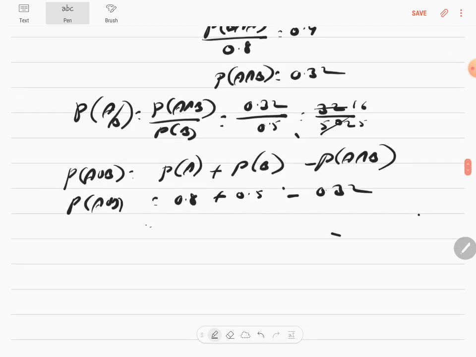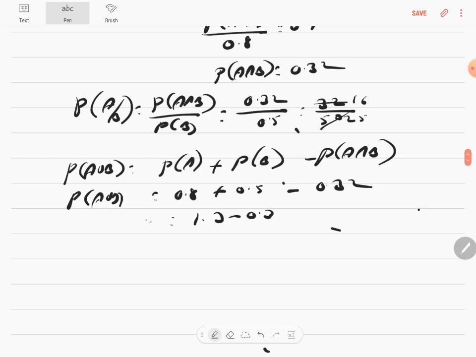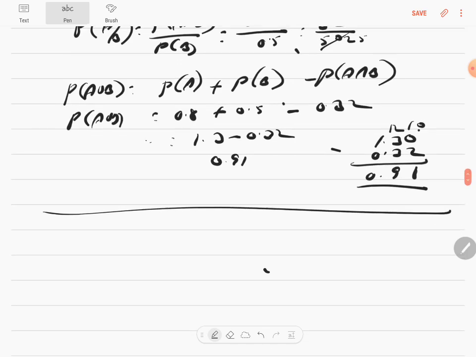Just add this, you'll get 1.3 minus 0.32. And 1.3 minus 0.32 is, let's put a 0 here, there will be 10. This will become 2, 12. 12 minus 3 is 9, so 0.91. So let's select this. Let's go to the next question.